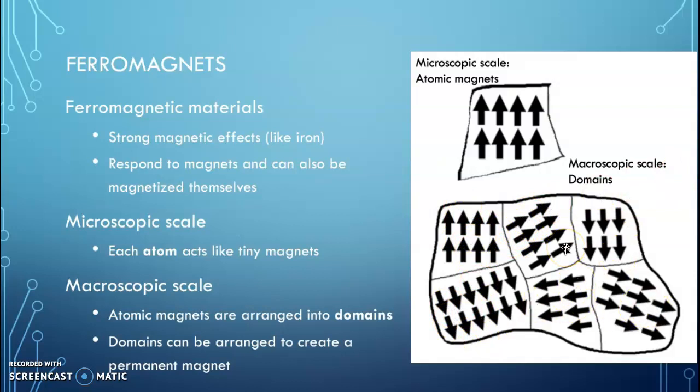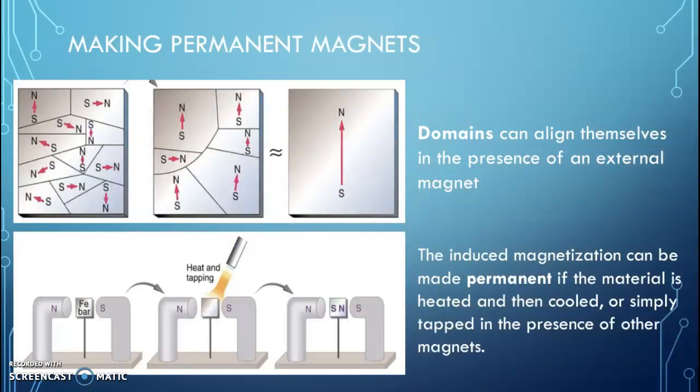We're going to see in the next slide that these domains can actually be arranged into a permanent magnet by lining them all up in the same way. Once these are all lined up, they'll be a magnet, whereas right now they're just going off in every direction. So you can make permanent magnets out of these ferromagnetic materials. They can align themselves, with the north and the south pointing the same direction, which makes a permanent magnet.